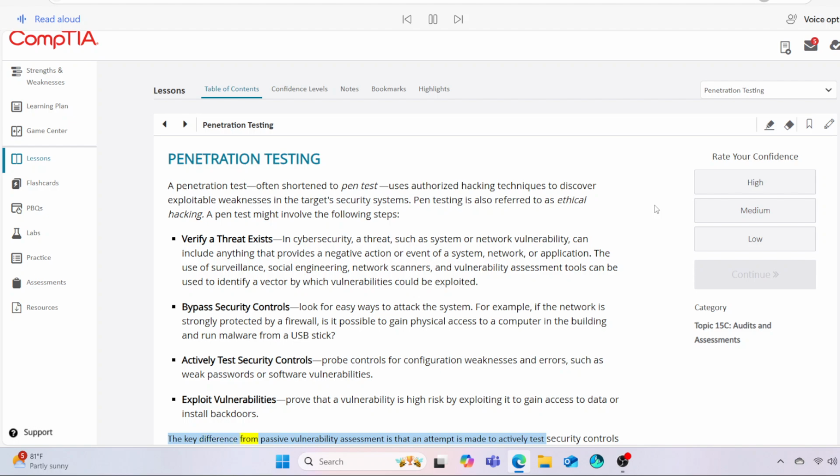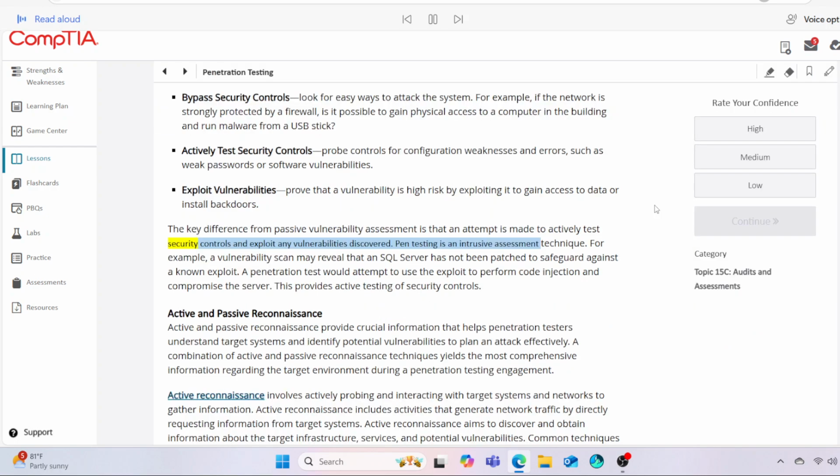The key difference from passive vulnerability assessment is that an attempt is made to actively test security controls and exploit any vulnerabilities discovered. Pen testing is an intrusive assessment technique. For example, a vulnerability scan may reveal that an SQL server has not been patched to safeguard against a known exploit.